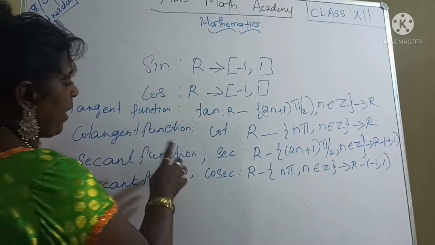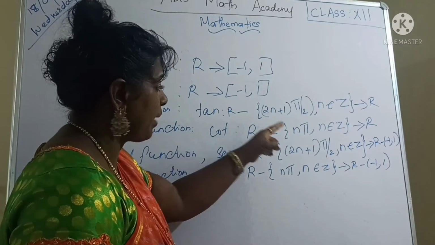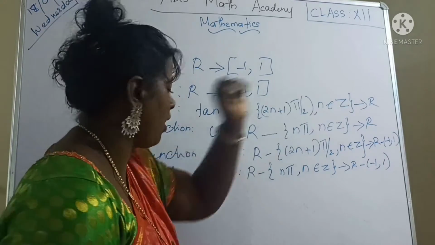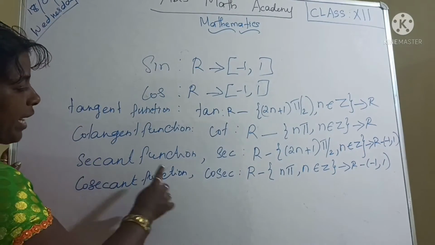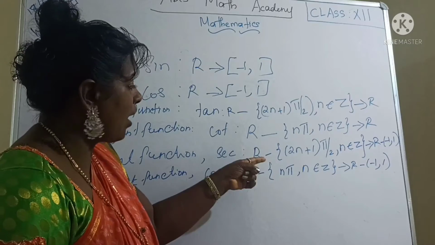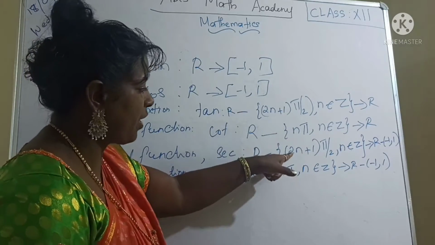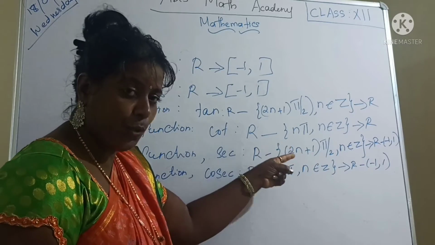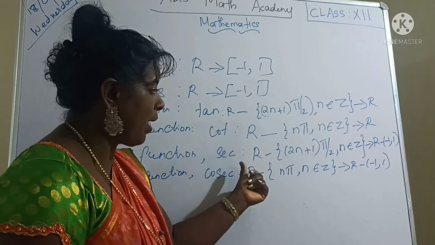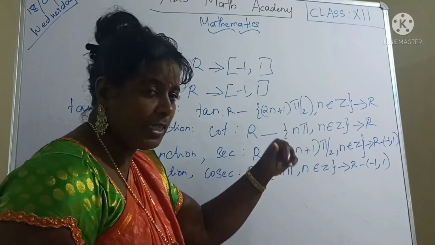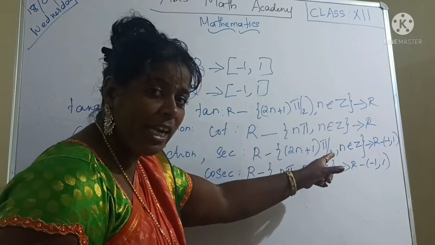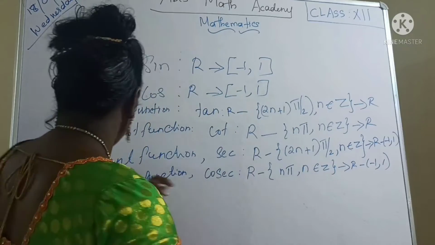Next, the cotangent function, cot: you have to subtract n pi, where n belongs to Z, from R, to R. Next one, the secant function, sec: R minus, same as the tangent function, (2n plus 1) pi by 2. You have to subtract (2n plus 1) pi by 2 from R, where n belongs to Z, to R minus, what you have to subtract? The open interval minus 1 to 1.